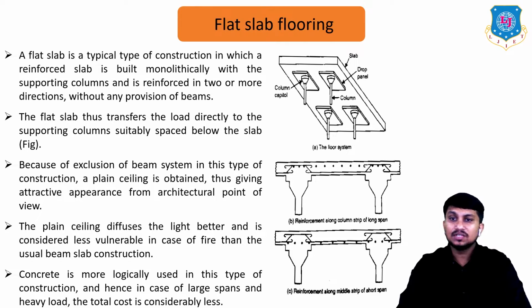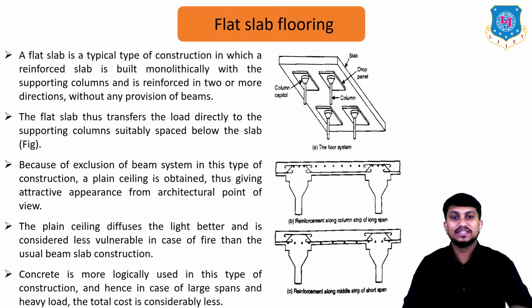Because of the exclusion of the beam system in this type of construction, a plain ceiling is obtained, thus giving an attractive appearance from the architectural point of view. The plain ceiling diffuses the light better and is considered less vulnerable in case of fire than the usual beam slab construction. Concrete is more logically used in this type of construction, and hence in case of large spans and heavy load, the total cost of the building can be considerably less in this type of flat slab flooring.